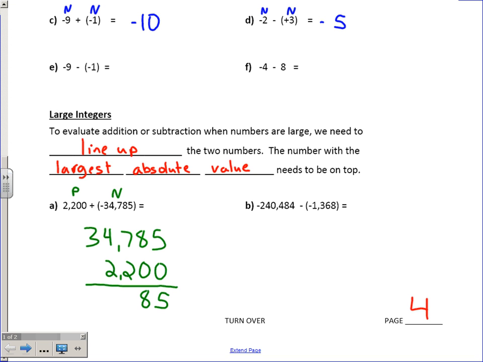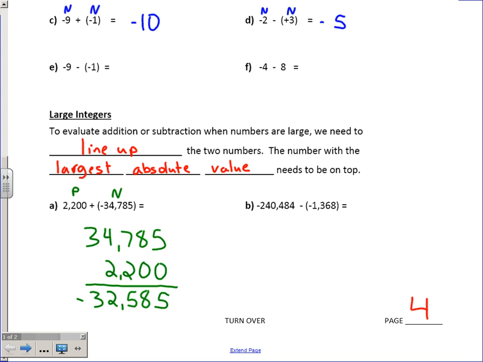Looks like we're not going to have to borrow, which is kind of nice. And then I'm either going to put a positive or negative sign. Always try to remember to put a positive or negative sign, because it makes you think, is it positive or negative? In this situation, the bigger number was negative, so that means I put a negative sign. It's negative 32,585.